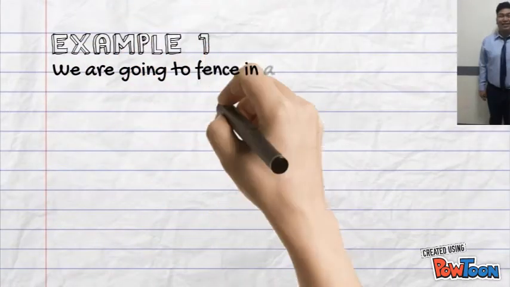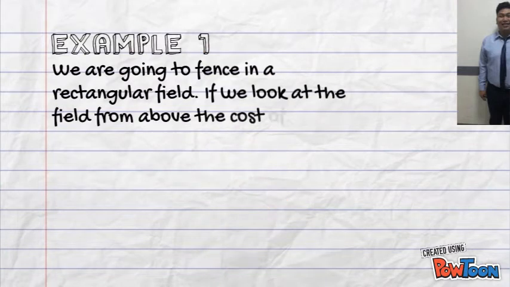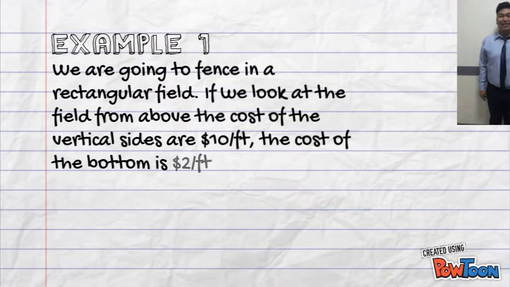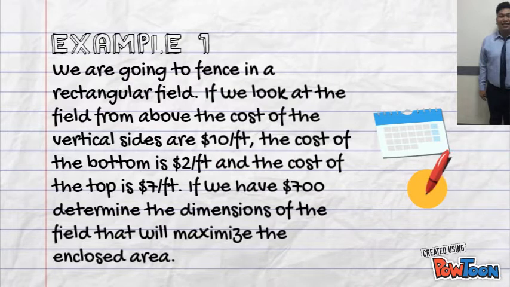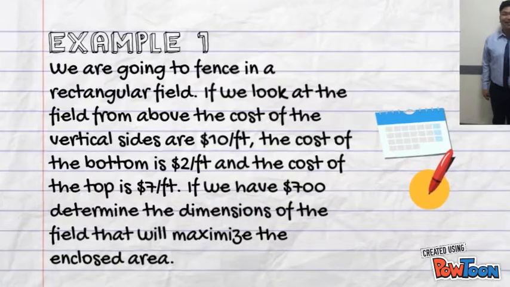We are going to fence in a rectangular field. If we look at the field from above, the cost of the vertical sides is $10 per foot, the cost of the bottom is $2 per foot, and the cost of the top is $7 per foot. If we have $700, determine the dimensions of the field that will maximize the enclosed area.